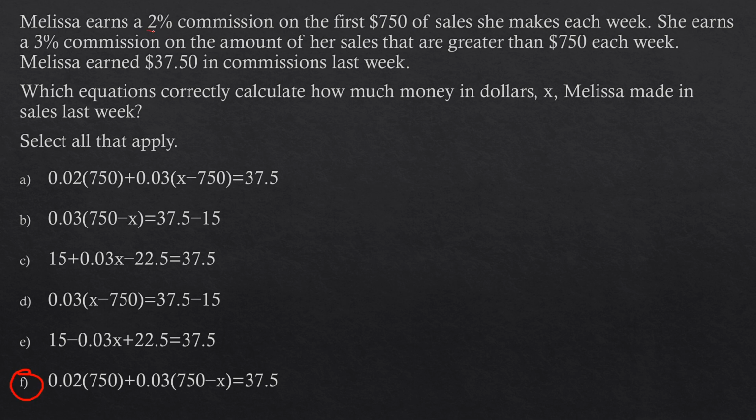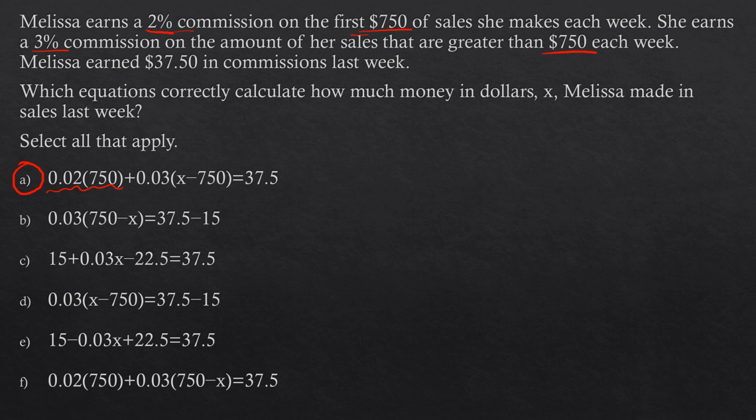So it says that she earns 2% commission on the first $750, and then she earns 3% commission on her next $750, right? So here, this 0.2 times, I accidentally chose the wrong one. The variable was in the wrong spot when I looked at the later one, sorry. So here, this 0.2 times 750, this represents what she first earns on commission, okay?